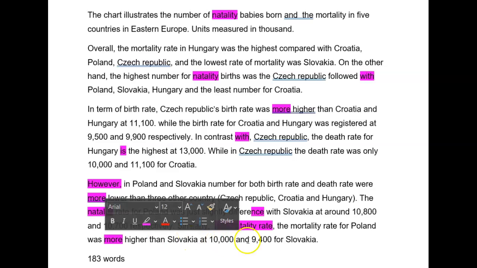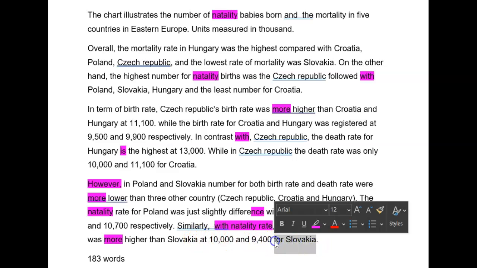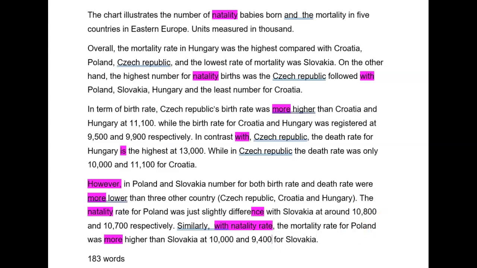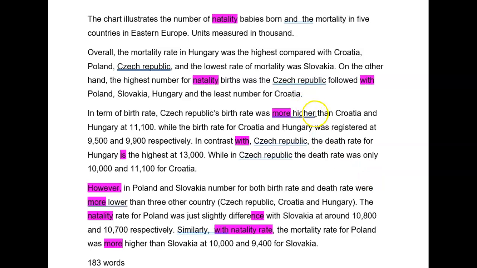Then Slovakia, hang on, at, yes, and hang on, you've repeated the same country. Maybe you didn't mean to. Okay, but good work on that task one. That's not bad at all. And I really like, you've got lots of comparatives in there, which is great.